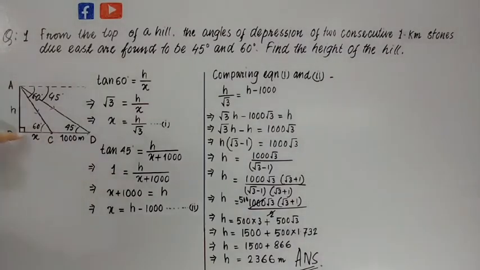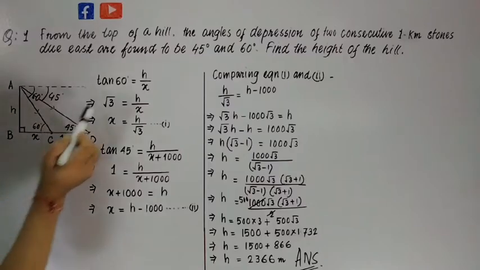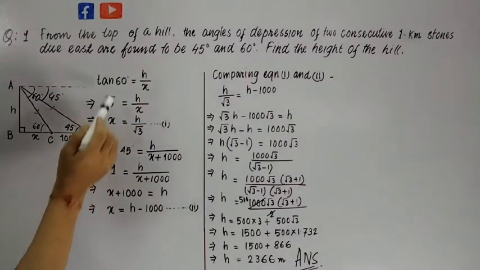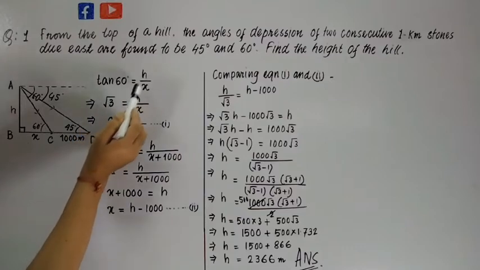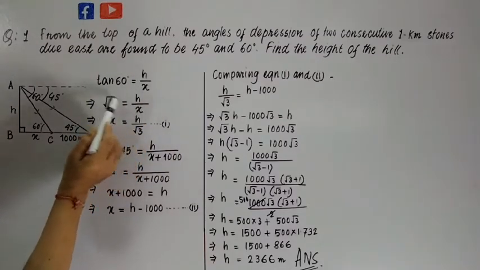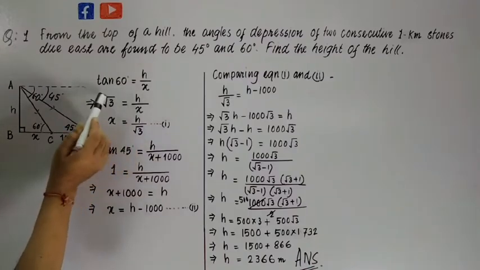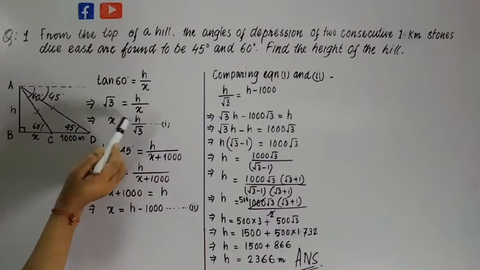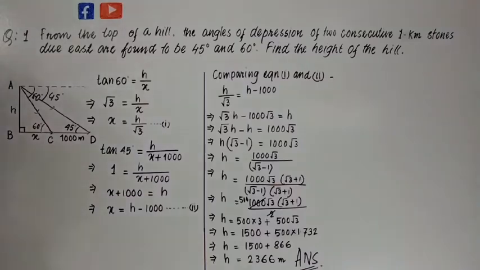Now, take this triangle. Take tan 60. Tan 60 means perpendicular by base, h by x. Now, the value of tan 60 is root 3, so root 3 equals h by x. Now, interchange this: bring x here and root 3 here. So, x is equal to h by root 3. This is equation number 1.